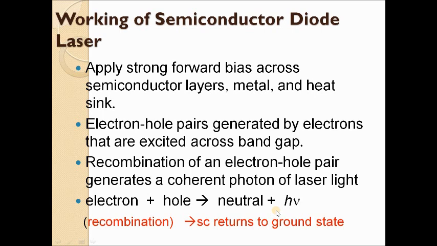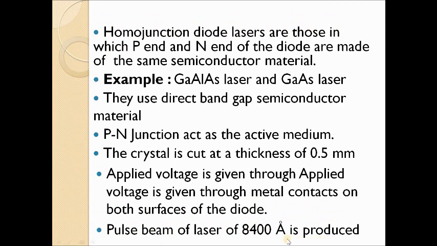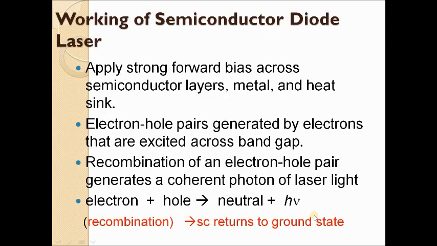These photons, moving at the plane of the junction, travel back and forth by reflection between the two polished surfaces of the junction, and these light photons grow in strength. After gaining enough strength, the laser beam of wavelength, usually of 8400 angstrom, is going to be produced across the junction.